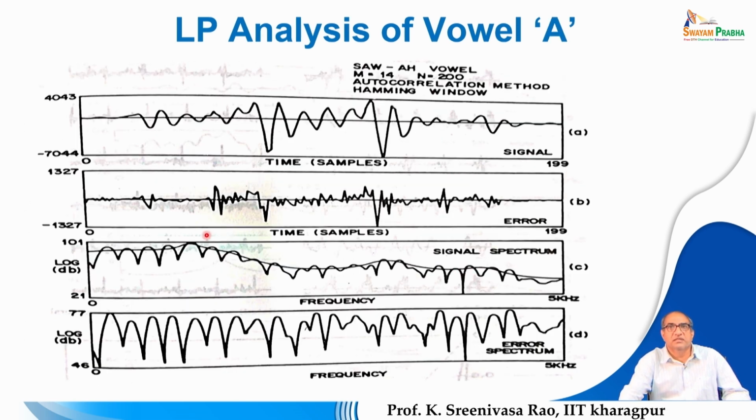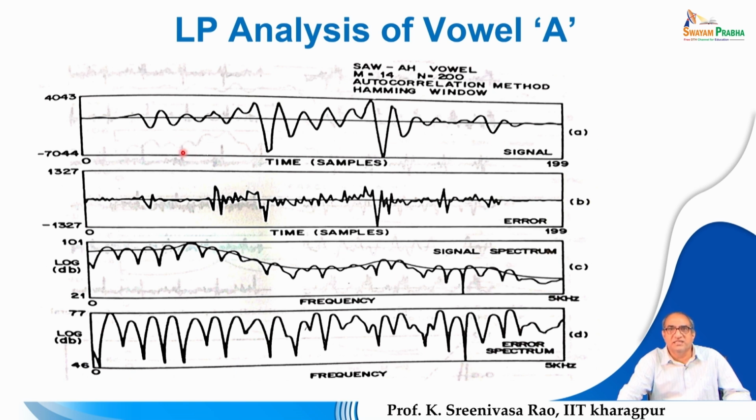Now, you can see here the plot again of the linear prediction analysis for another vowel, A. The earlier one was the linear prediction analysis for the front vowel E, whereas here it is for the vowel A, which is a slightly back vowel or a mid vowel, you can say, because the tongue hump will be in the middle or towards the back, right. And this is the speech signal corresponding to that vowel A.